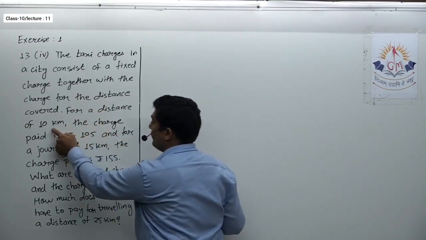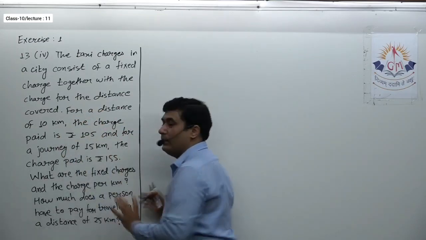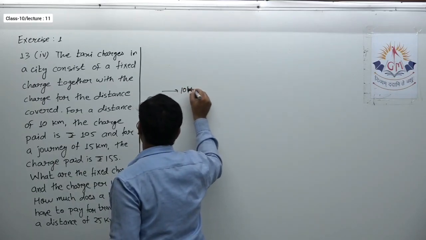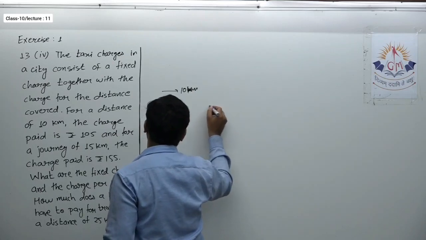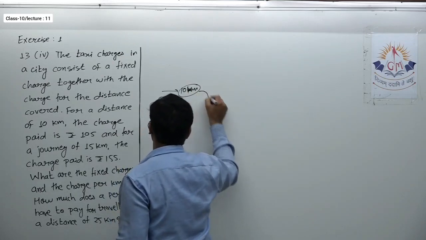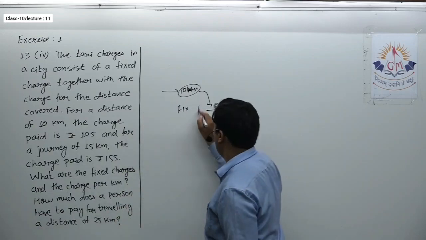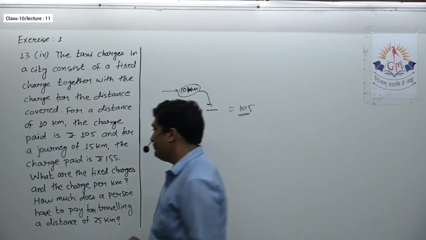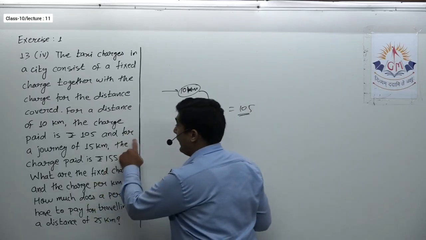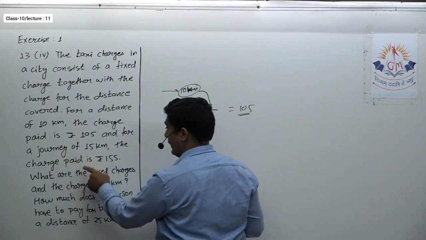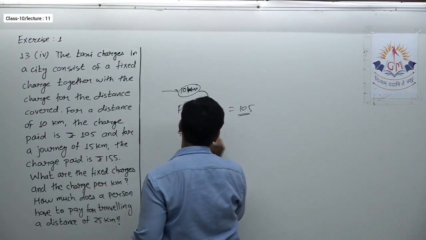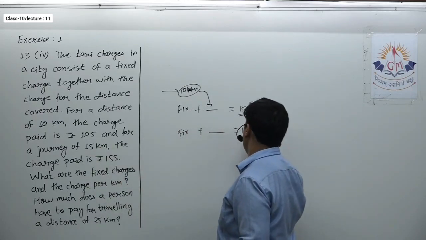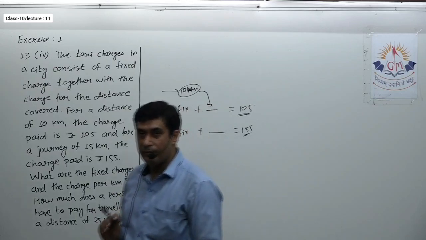Now for a distance of 10 kilometers, the charge paid is rupees 105. That means if a person travels 10 kilometers, he has to pay one fixed charge and the remaining amount with respect to the 10 kilometers, and by adding them, the total amount paid is 105. Okay, now one more condition is given: for a journey of 15 kilometers, again there is a fixed charge and the remaining amount based on the distance traveled, that is 15 kilometers, and this total will be equal to 155.